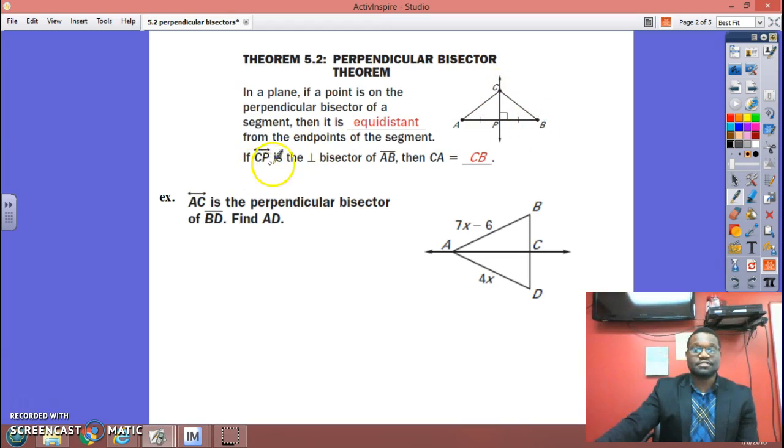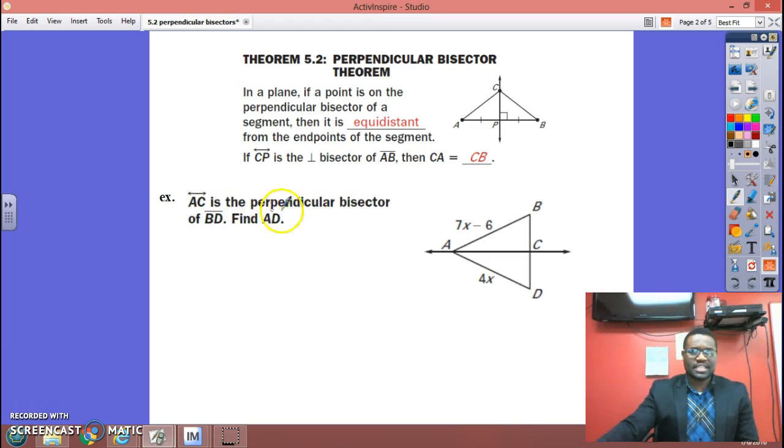It also means if CP is a perpendicular bisector of AB, then CA equals CB. And notice that if it's a bisector, then PB and AP are going to be the same. So based on this, let's look at this example here.